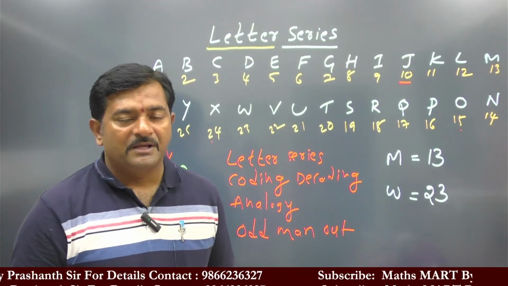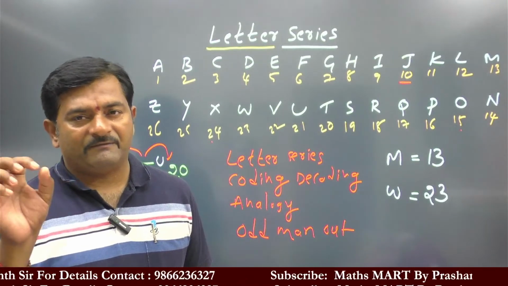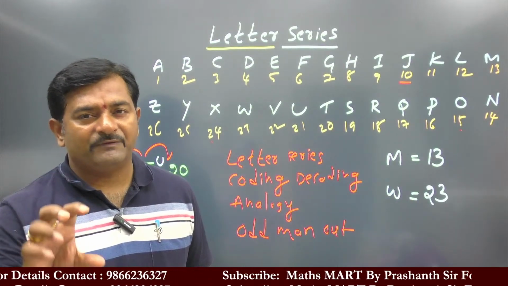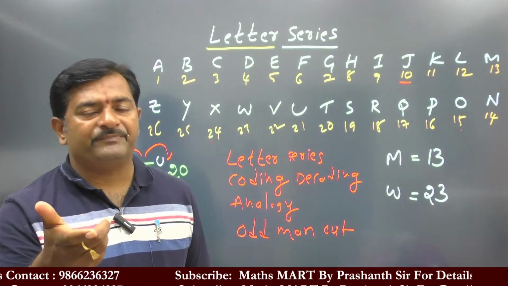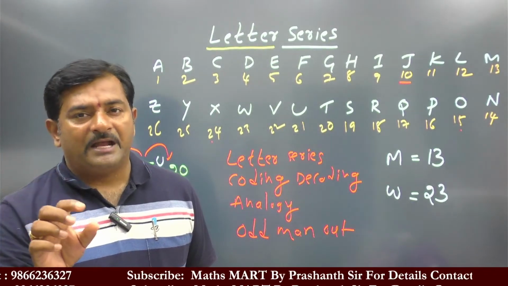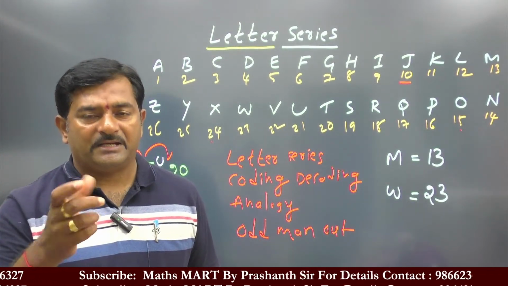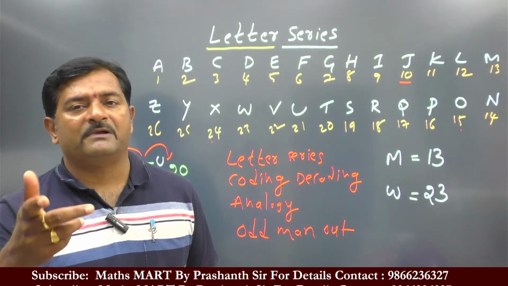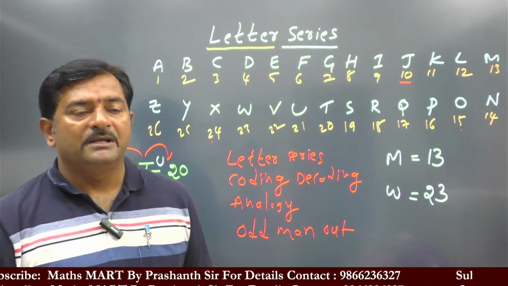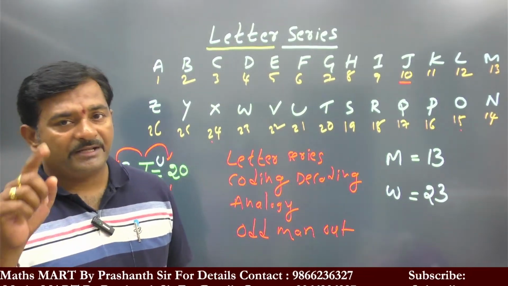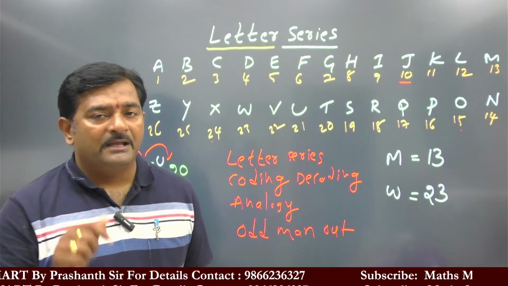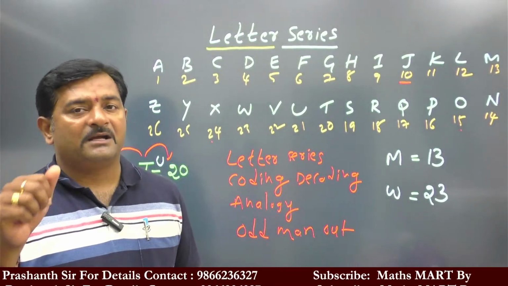I hope you understood. I repeat once again, if you keep on rotating the letter M, it will appear like 3. And if you rotate the other letter W, it is also appearing like 3 only. That is the reason M means 13 containing 3 and W means 23 containing 3.